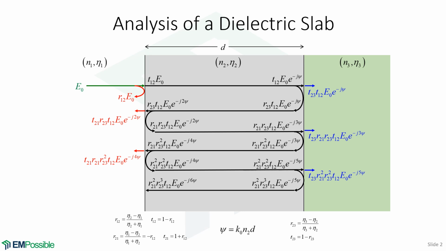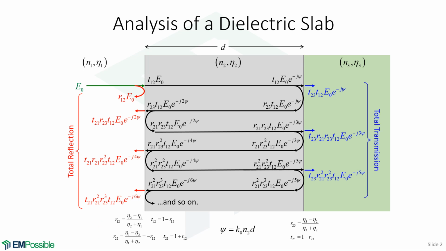That travels backwards, accumulates yet another psi of phase. So now we're at e to the minus j 6 psi. That can transmit or reflect, and this continues forever. There's an infinite number of waves that reflect, that transmit, and that bounce back and forth within this slab. It's actually quite complicated. If we wanted to calculate the overall reflection, we would have to add all of these infinite number of reflected waves. And remember, these continue going downward. Likewise, if we wanted to calculate total transmission, we would have to add all of these up, and we have an infinite number of terms of these because they continue going downward as well.